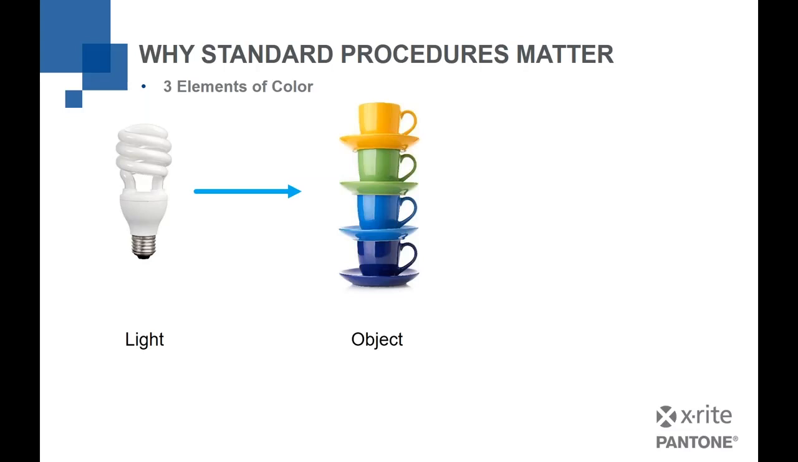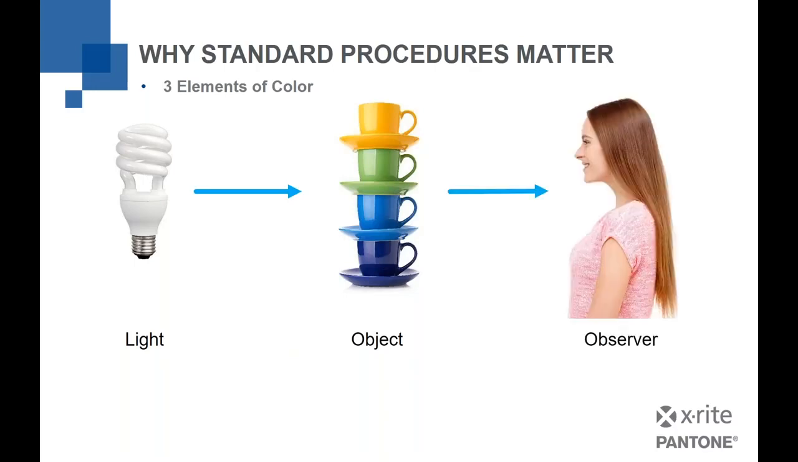Here we've got a stack of cups of different color. And so the light interacts with the object, and then ultimately, in order for color to occur, somebody has to be there to see it, an observer. When we talk about instrumentation, that can take the place, but today we're talking about visual assessment and lighting. So we've got to have light, we've got to have an object, we've got to have an observer. And the standard procedures that come into play here when we're talking about doing visual assessment of color tie into this, that controlling and validating both the light and the observer is absolutely critical.